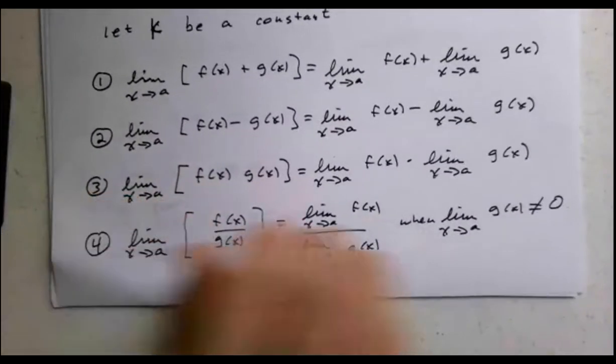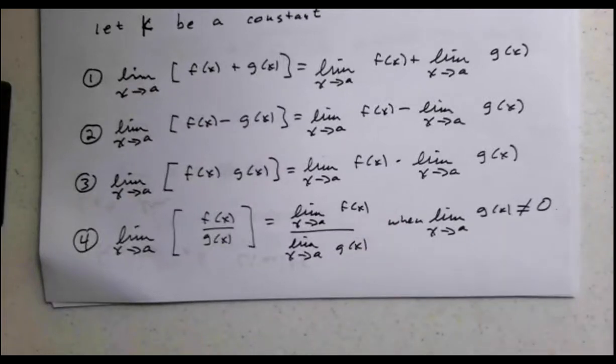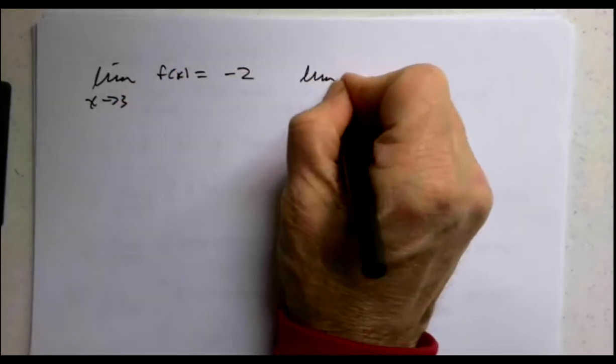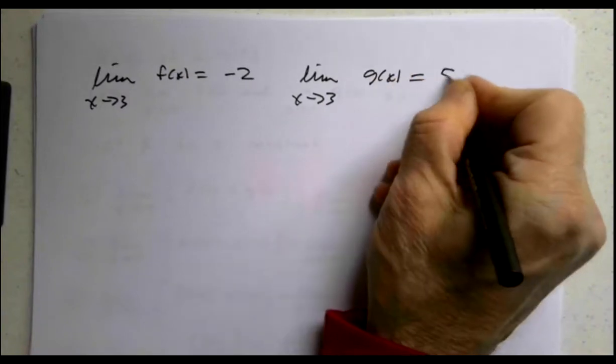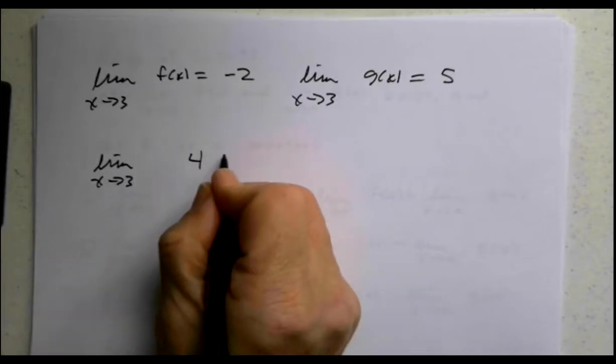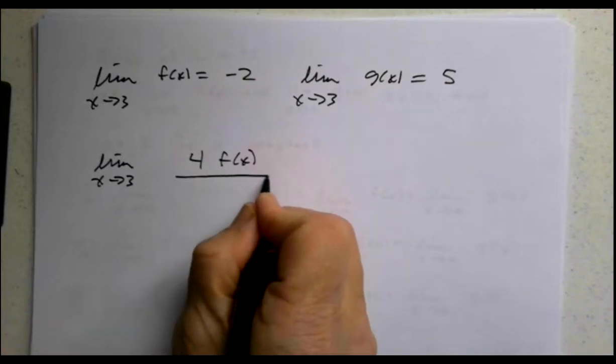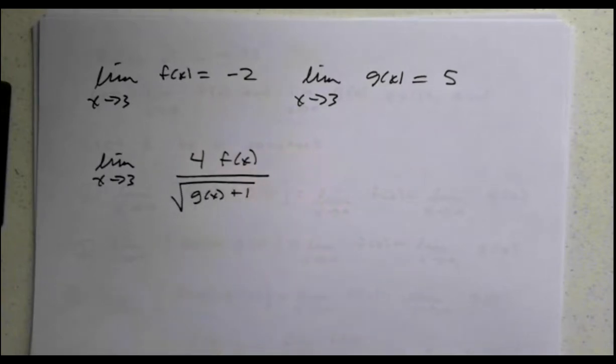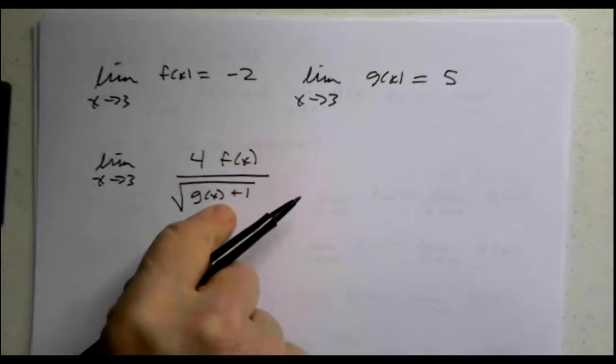We keep them straight so that if I have a situation like this, if I'm told that the limit as x approaches 3 of f of x equals -2, and the limit as x approaches 3 of g of x is 5, and I want to know what is the limit as x approaches 3 of 4 times f of x divided by the square root of g of x plus 1. Essentially, all these rules tell me, right? The limit of the quotient is the quotient of the limits.